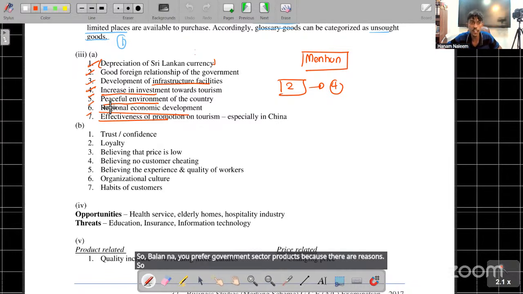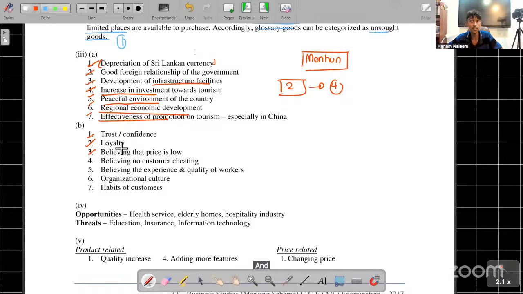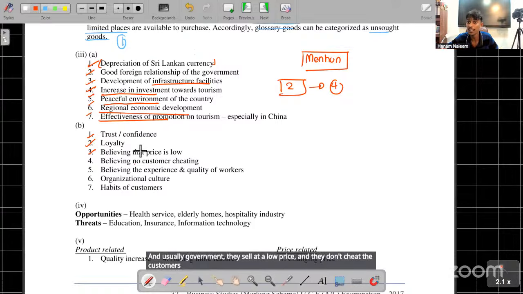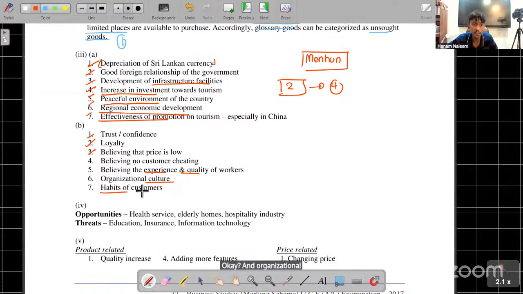So what are the reasons? Because the government has high trust. We can trust the government because they are working for the government's people, right? And loyalty, because you purchase from the government because you're loyal to the government. You appointed that government. Usually the government sells at a low price and doesn't cheat the customers. Why? Their motive is not profit, it's social welfare. Also sometimes experience and quality will be high. And organizational culture and habits of the customer.